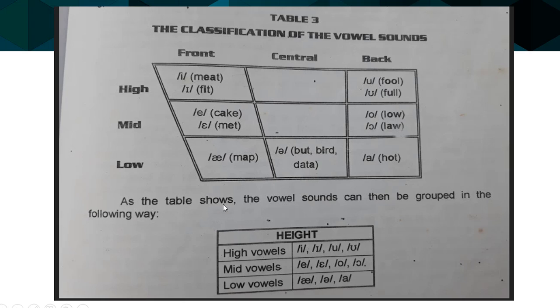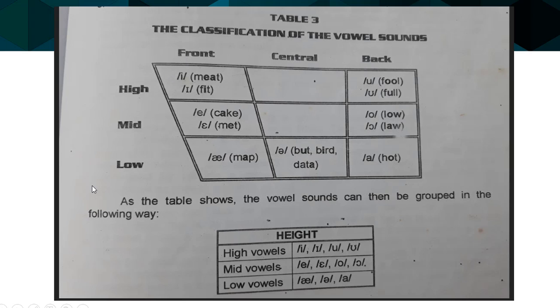As the table shows, the vowel sounds can be grouped in the following way. We have high vowels. What are the high vowels? E, I, U, U. The mid vowels are A, E, O, O. The low vowels are A, A. These are the low vowels, mid vowels, and high vowels. You can see a description here: high, mid, and low. Then here we have front, central, and back.